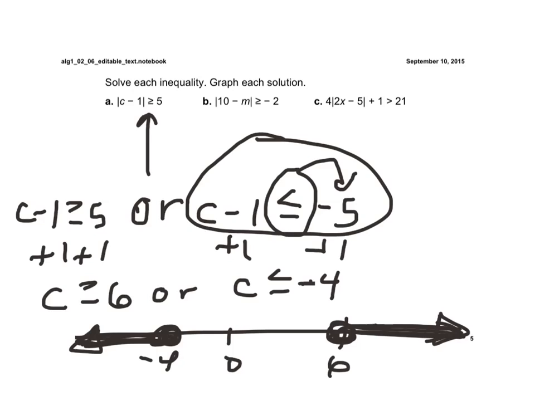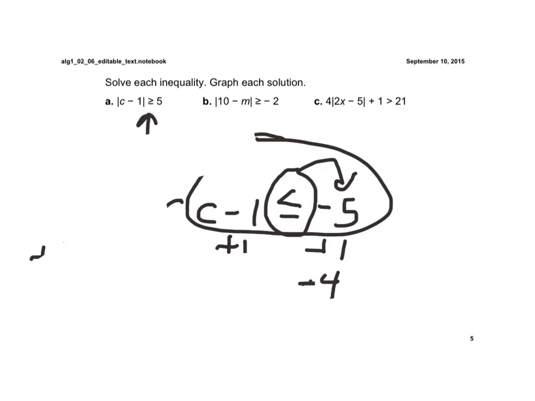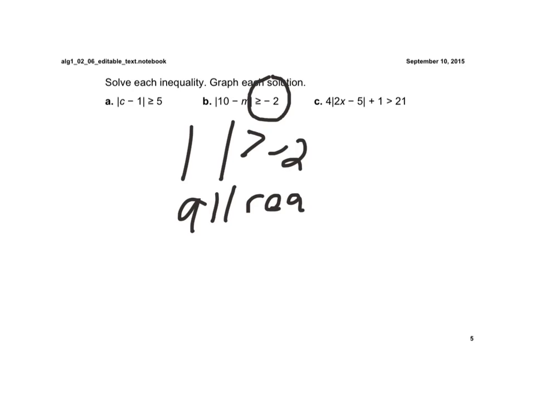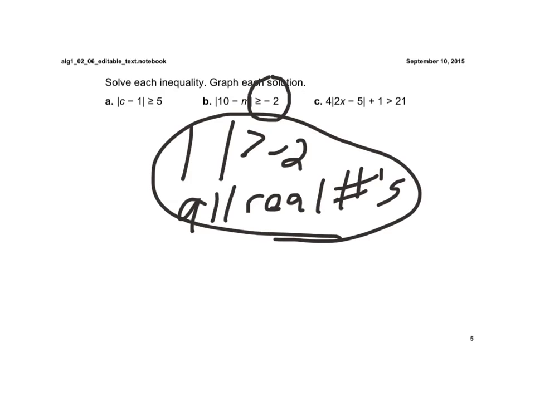Alright, so now I'm going to do B. So I'm going to erase this one and do letter B. Now, letter B is another special case one. In this case, it's greater than or equal to a negative number. Well, what we have to remember is that an absolute value is always greater than a negative number. So in this case, we'd have all real numbers. And again, it saves you a lot of work if you can recognize that right away. Okay?